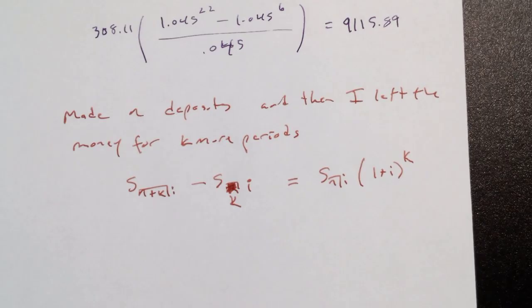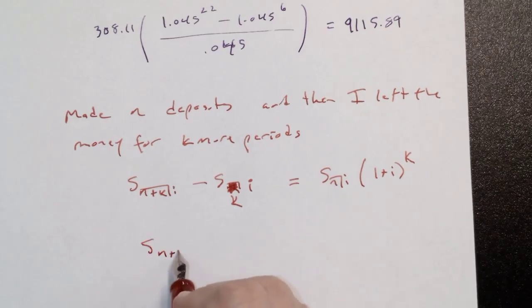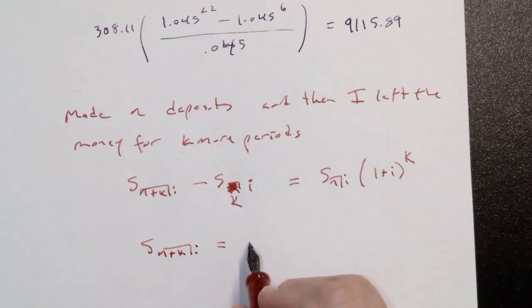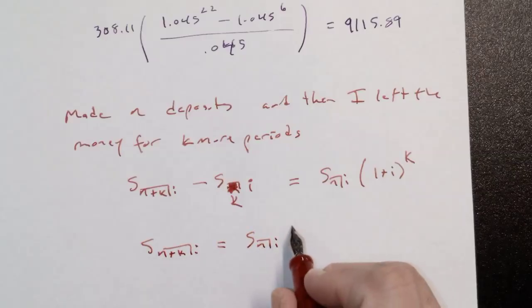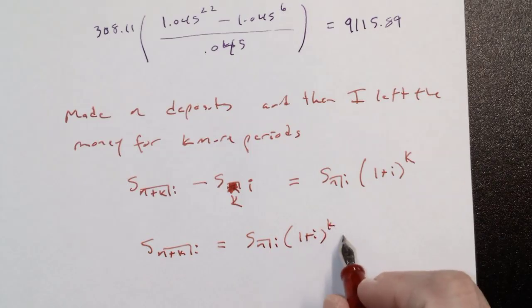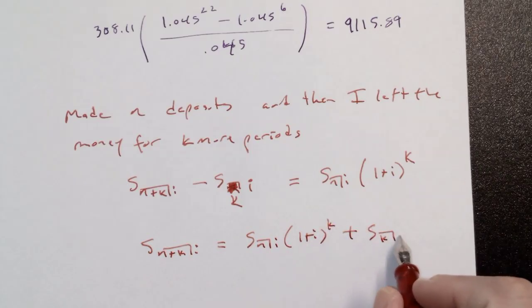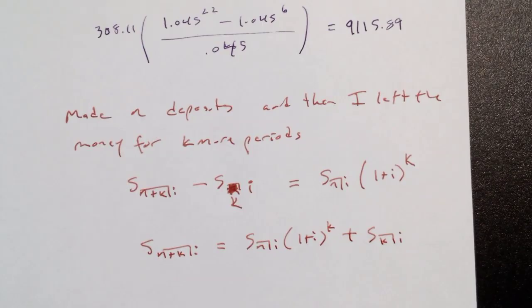I'm going to rearrange this formula just a little. S(n+k)i equals S(n)i (1 plus i) to the K plus S(k)i. I use this formula frequently in some of the calculations we do moving forward. You leave money and bring it forward. You stop making deposits. That's fine. This is exactly a useful idea.